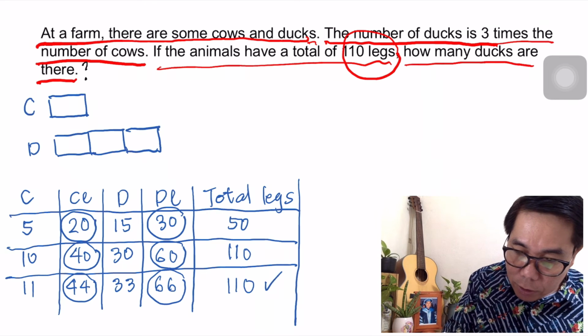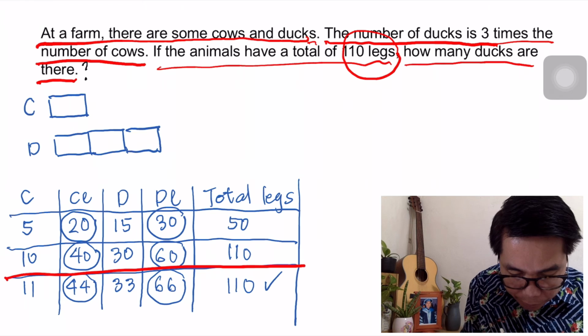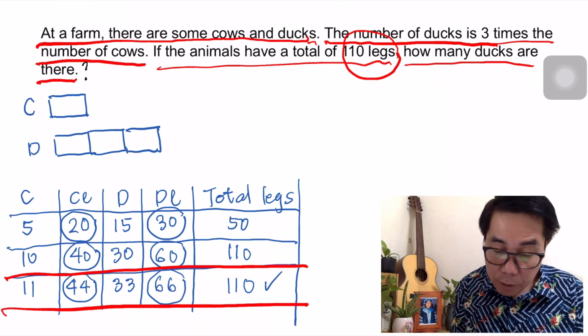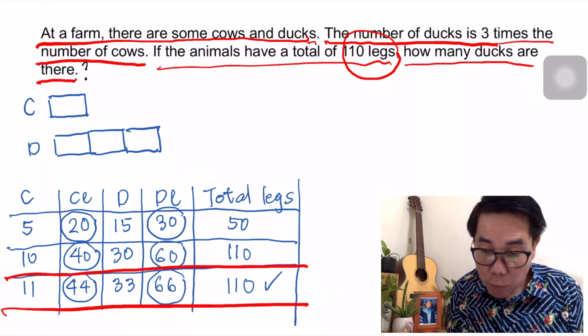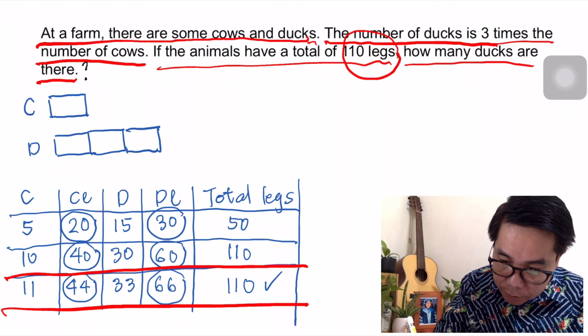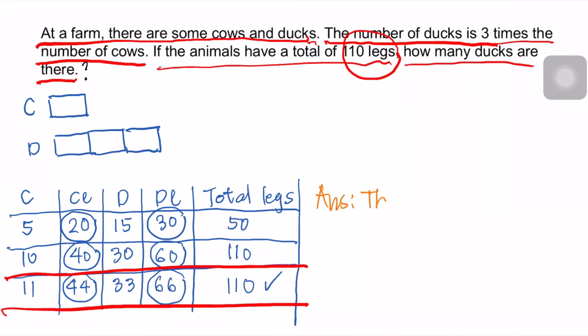Now, we can see the answer there. So the question is, how many ducks are there? So the answer, there are 33 ducks.